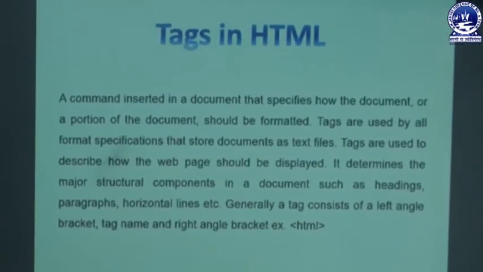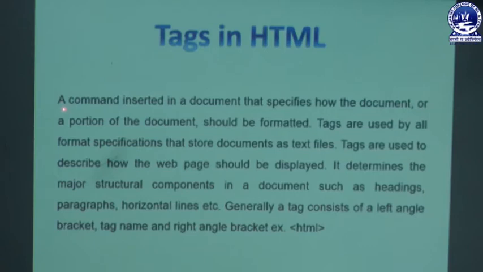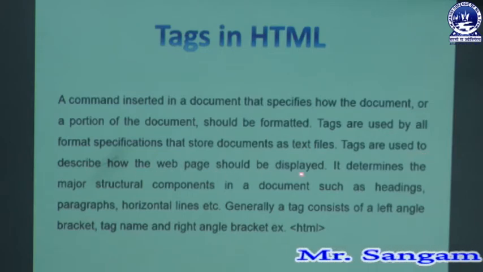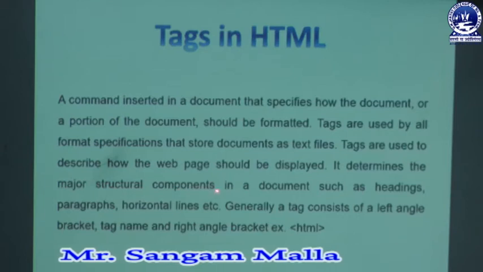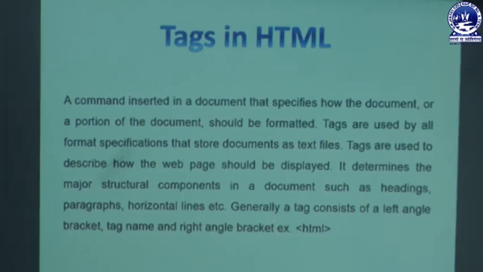Next we will be moving to what are tags in HTML. So what do you mean by tags in the HTML programming language? A tag is a command inserted in a document that specifies how the document or a portion of the document should be formatted. Tags are used by all format specifications that store documents as text files. Tags are used to describe how the web page should be displayed. It determines the major structural components in a document such as headings, paragraphs, horizontal lines, etc. Generally a tag consists of a left angle bracket, a tag name and a right angle bracket. For example, the HTML tag.